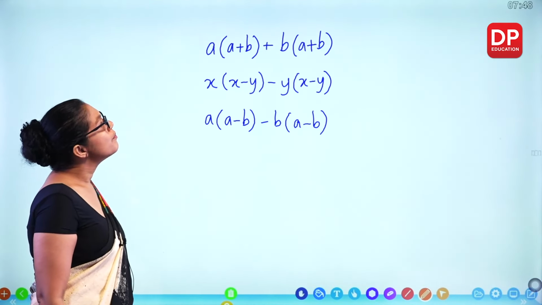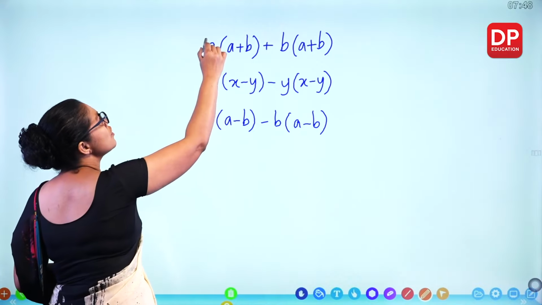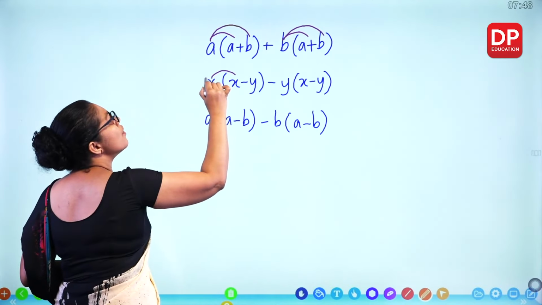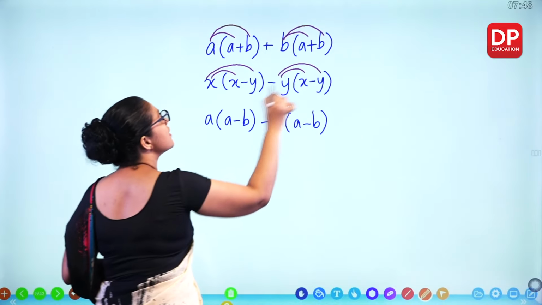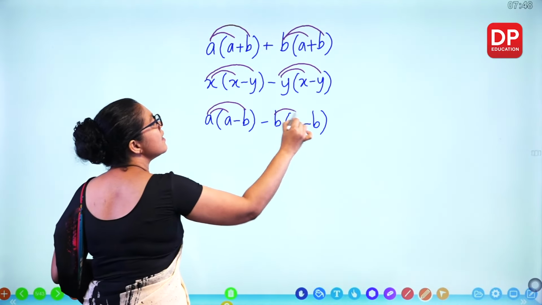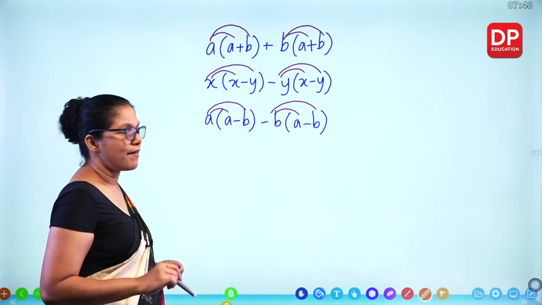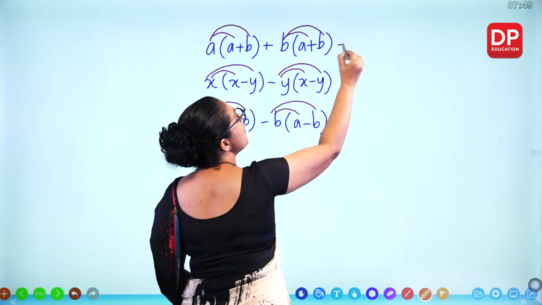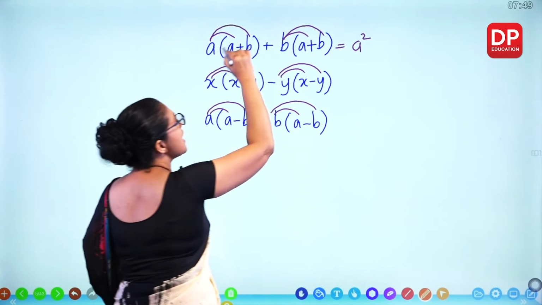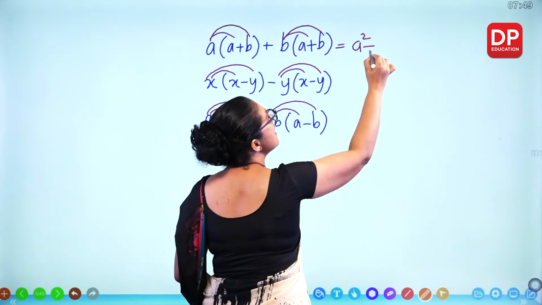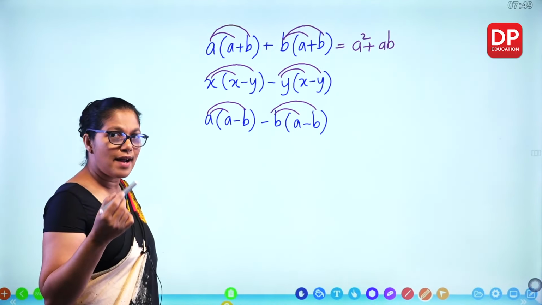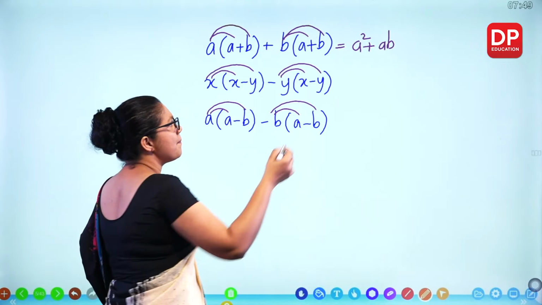Now we'll do more expansion. You need to remove brackets first and then write it down and simplify. So a times a, a squared. A times b, ab. B times a, ba, or you can write it as ab. Same term.